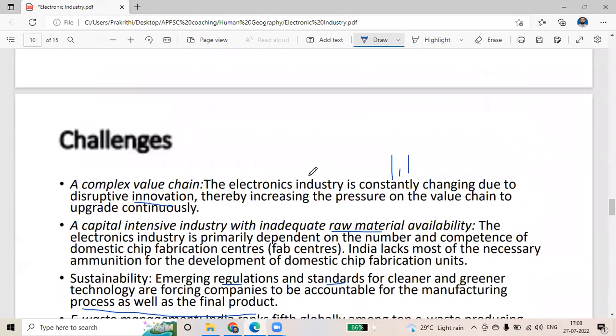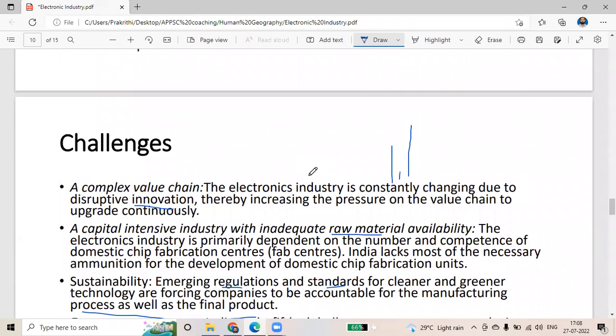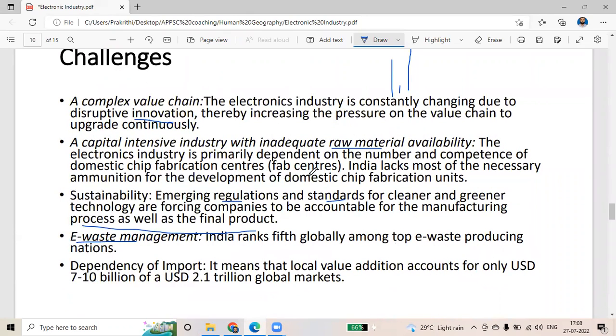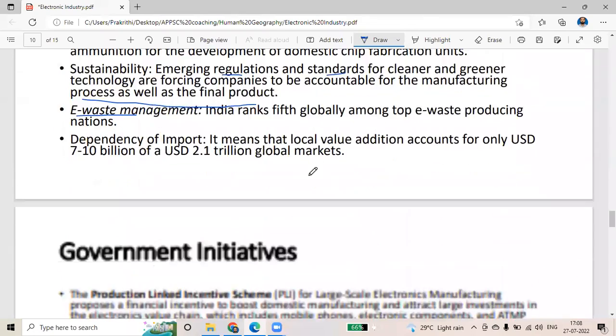So these are some of the challenges that we are facing in electronic industries. A complex value chain है, capital intensive होने से भी, inadequate raw material है, then sustainability, government sustainable policies making some issue problems, then e-waste management and dependency on import.